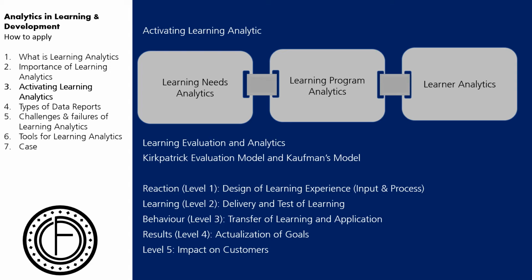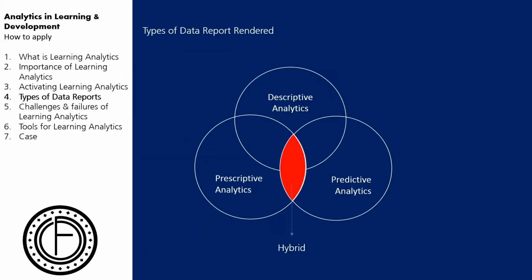So we look at the types of data reports available to us. When it comes to types of analytics reports to be rendered, there are 3 distinct reports: descriptive analytics, predictive analytics, and prescriptive analytics. Now, let's look at them one after the other.